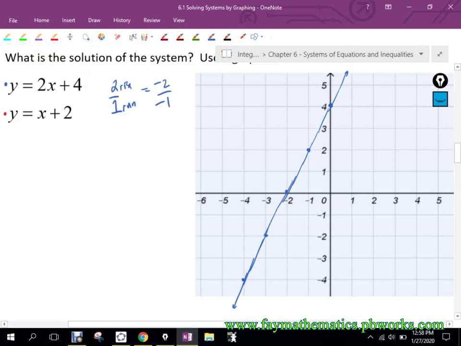And then this one here, this bottom one, what's my y-intercept there? Up 2. And now we're going to go from there. Up 1, over 1. And I can also go down 1, left 1, right?